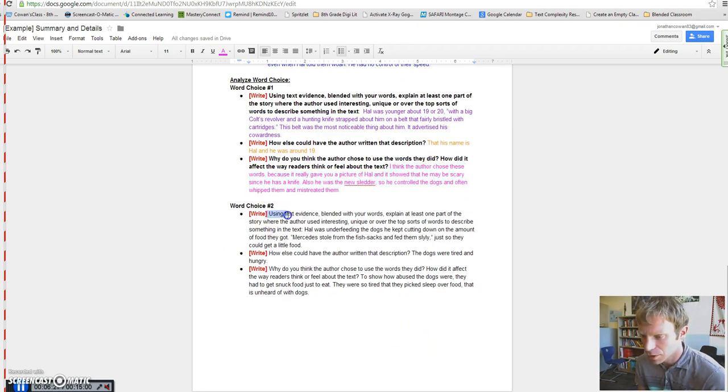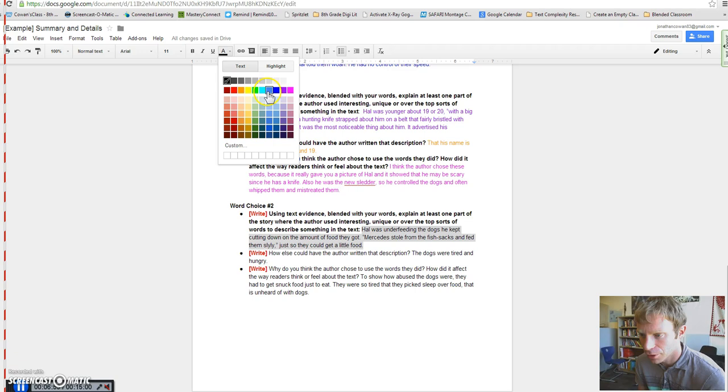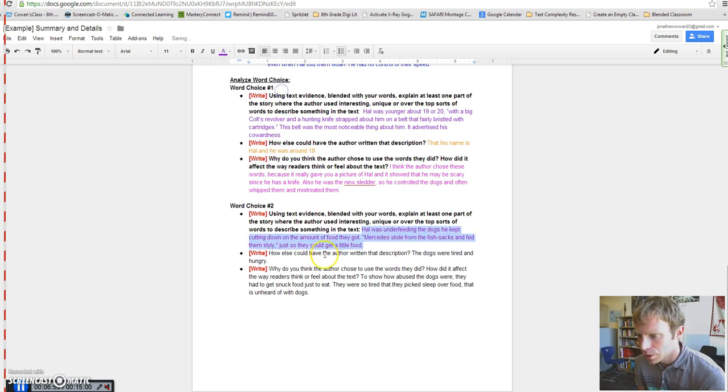It says, using text evidence blended with your words, explain at least one part of the story where the author used interesting, unique, or over-the-top sorts of words to describe something in the text. And in this case, they wrote, Hal was underfeeding the dogs. He kept cutting down the food they got, and then here's from the text: Mercedes stole from the fish sacks and fed them slyly so they could just get a little food. So right there, that's the interesting or unique way the author wrote that.